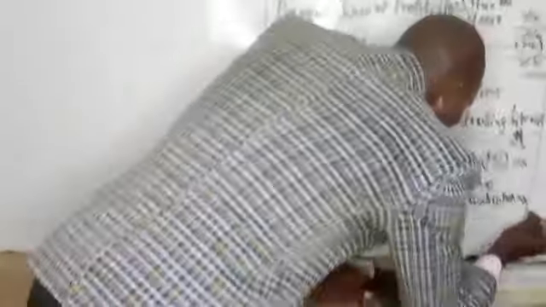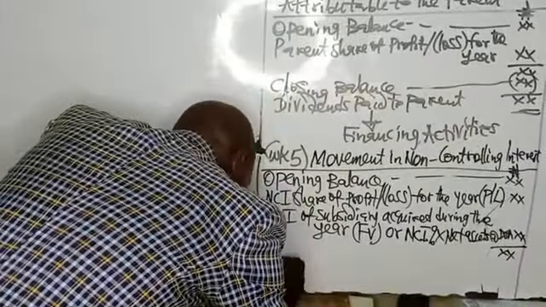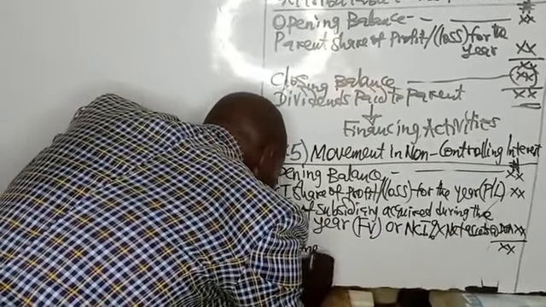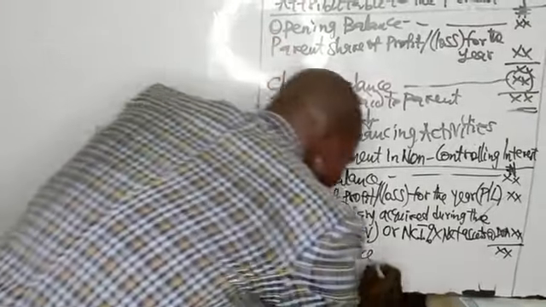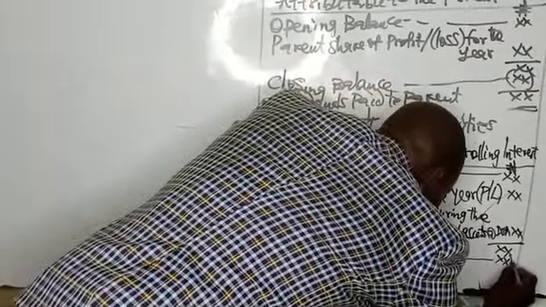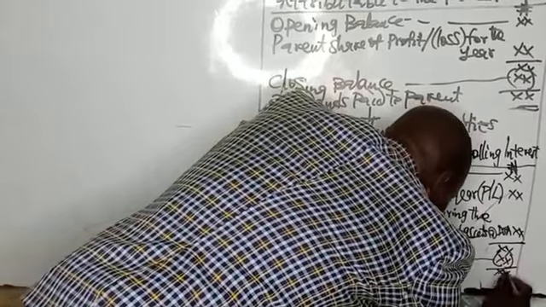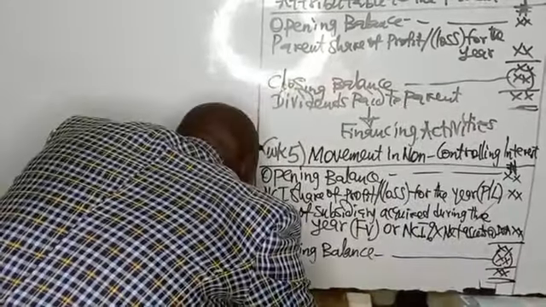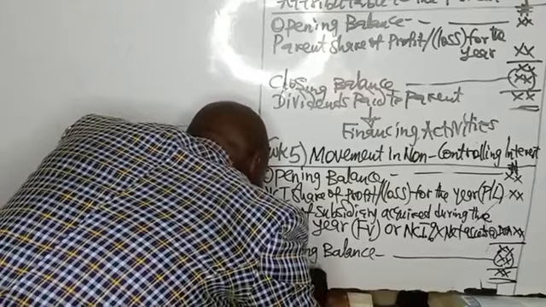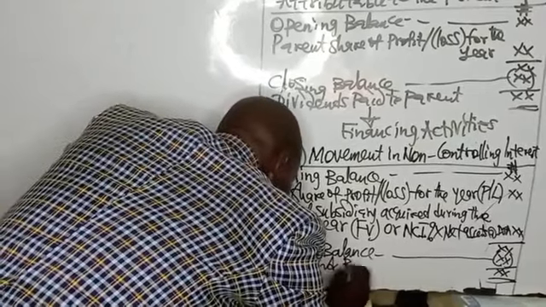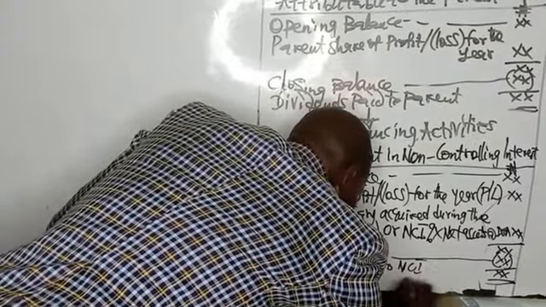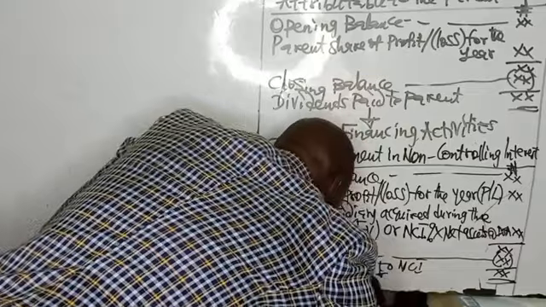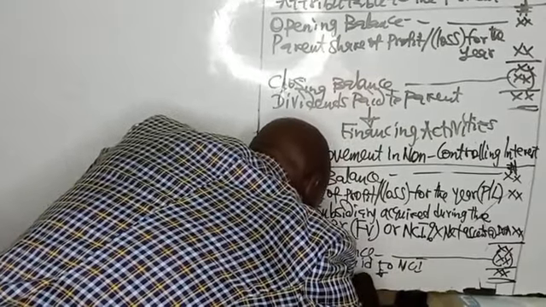So you add this, then you have the closing balance. If you subtract the closing balance, you have this: that is dividend paid to NCI. You report this under financing activity.